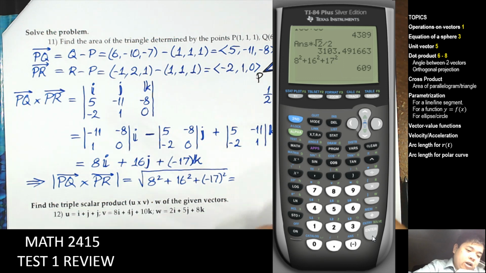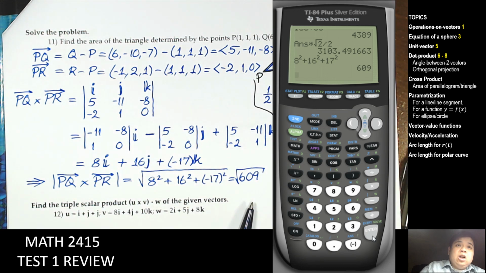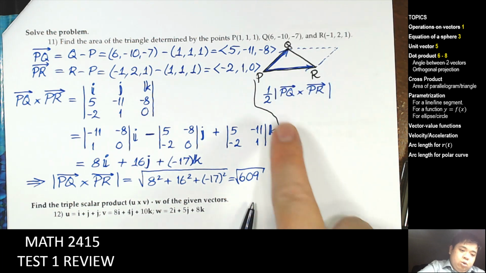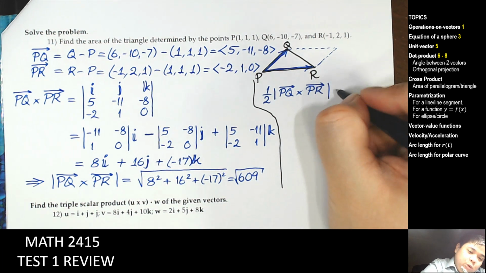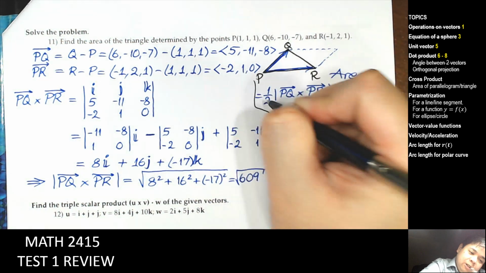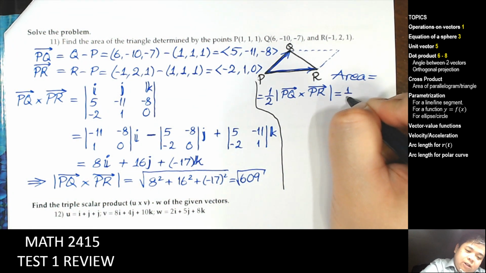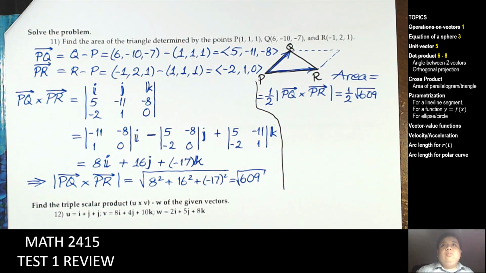That's 609 with the square root, of course. Right. So the area is 1/2 PQ times QR. So that will be 1/2. So this is the area: 1/2 times the square root of 609. So that's what we have.